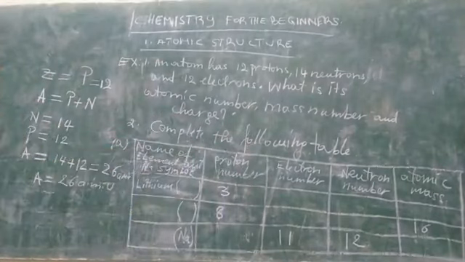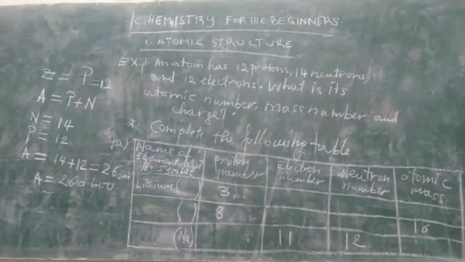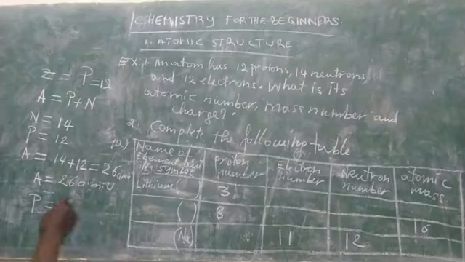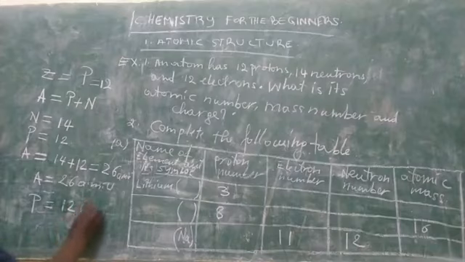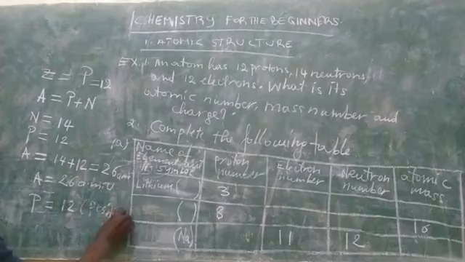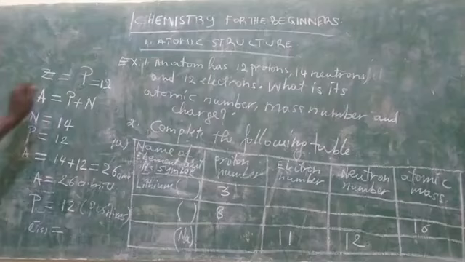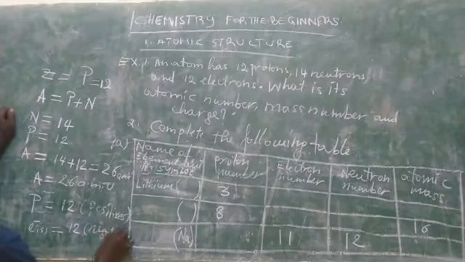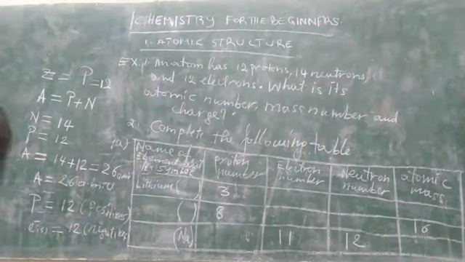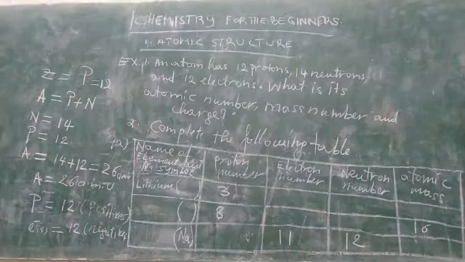And the number of charges. Here, we can say the number of protons is 12, and they are always positive. And the number of electrons is also 12. They are negative. So this is how you can answer this question. It is done.